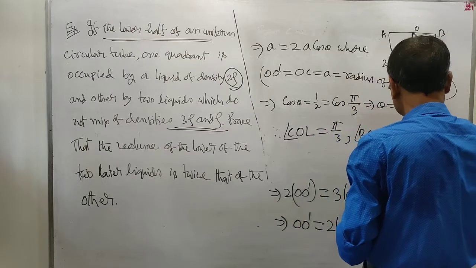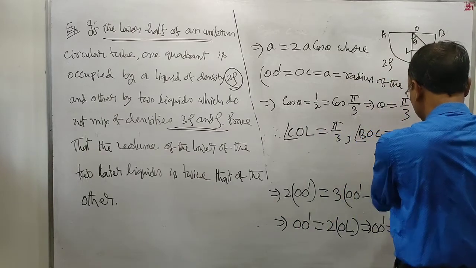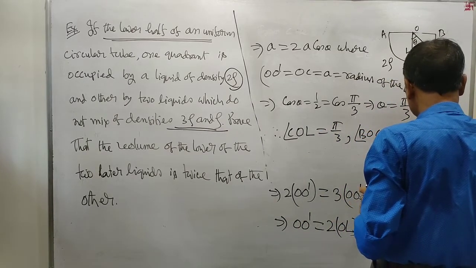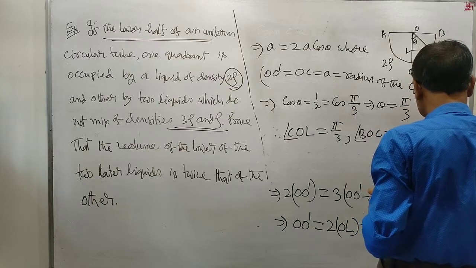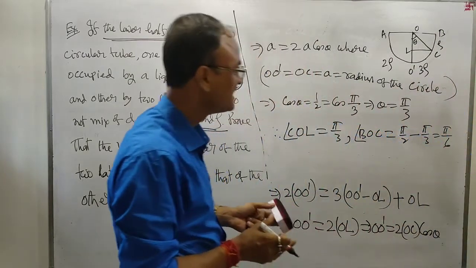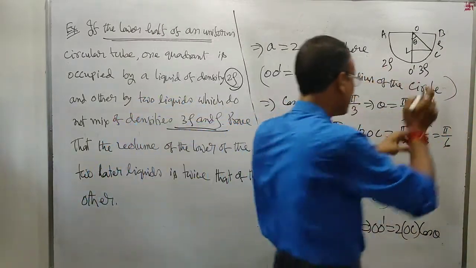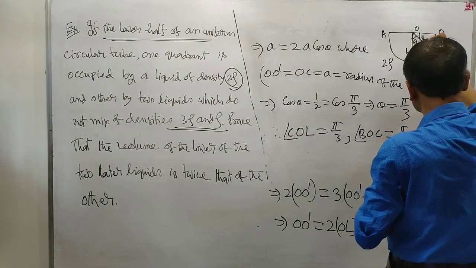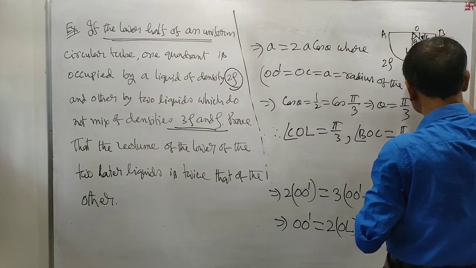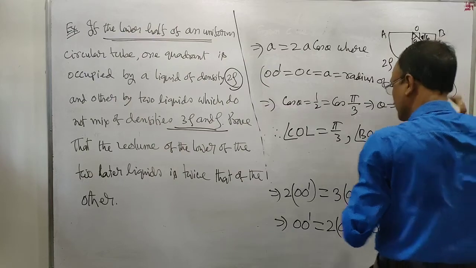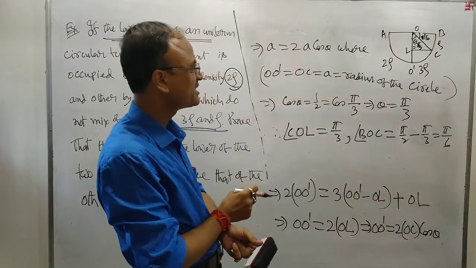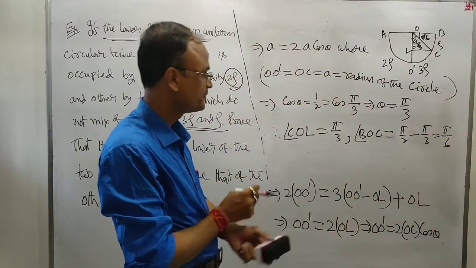BOC equal to 90 degrees minus pi by 3, meaning pi by 2 minus pi by 3, which equals pi by 6. So this angle is pi by 6, and theta is pi by 3. This is pi by 3 and this is pi by 6.